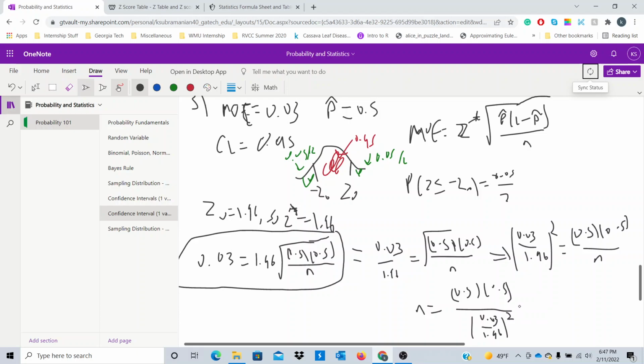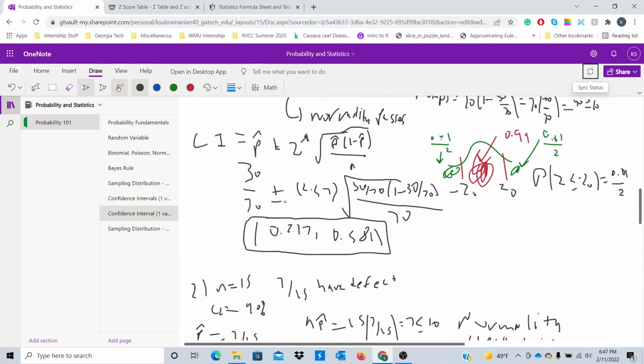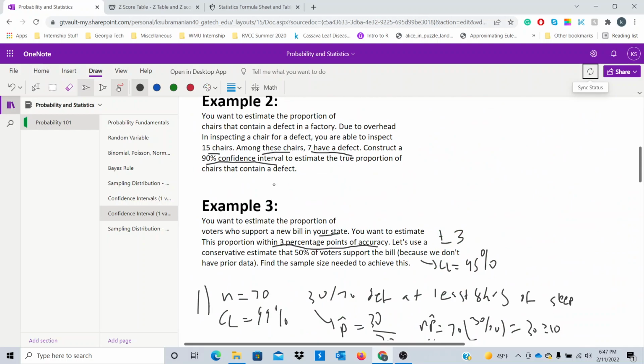So I need to solve this. I'm going to punch this into my calculator, and we'll see that our sample size is approximately 1067.11. So we need to sample approximately 1067 voters in order to estimate our true proportion of voters who support the new bill in our state within 3 percentage points using a 95% confidence level.